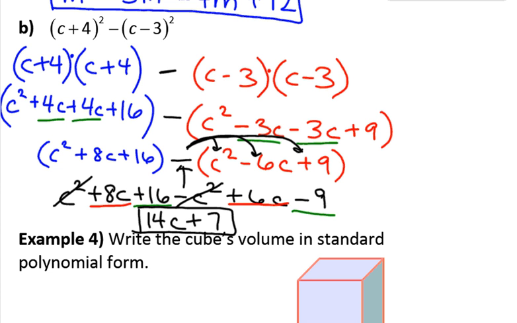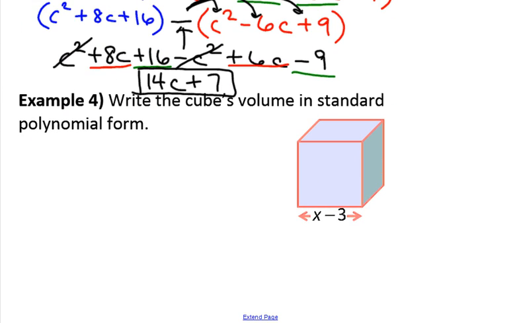Okay, for our final example, we're going to look at a cube, which remember a cube is when all sides are the same. So they've labeled the side length x minus 3, so that's the length, also the width, and also the height are all x minus 3. And they wanted to find the volume. So the volume of a prism is length times width times height, and more importantly for a cube, all the lengths are the same, so when I multiply those three together, you have x minus 3 cubed.